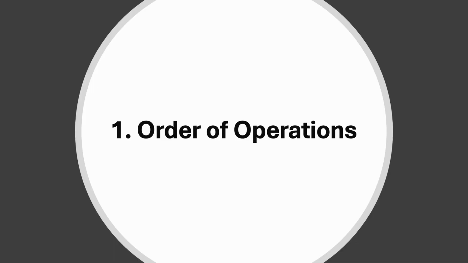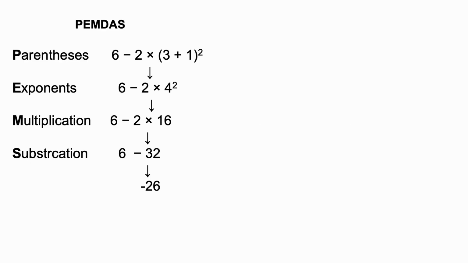Let us begin with the order of operations. Here a very important rule that you should always remember is called PEMDAS. According to the PEMDAS rule, whenever an expression contains more than one operator, you must follow a strict order to simplify it correctly.